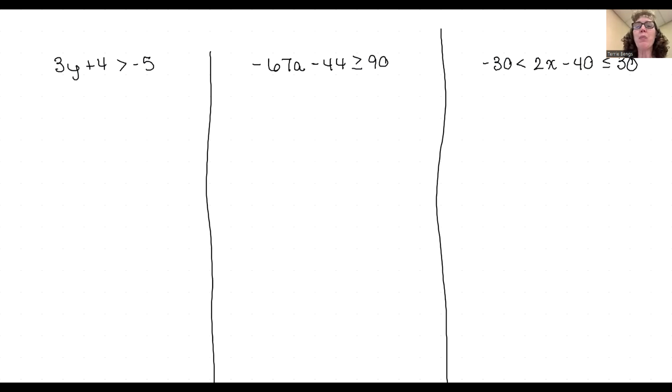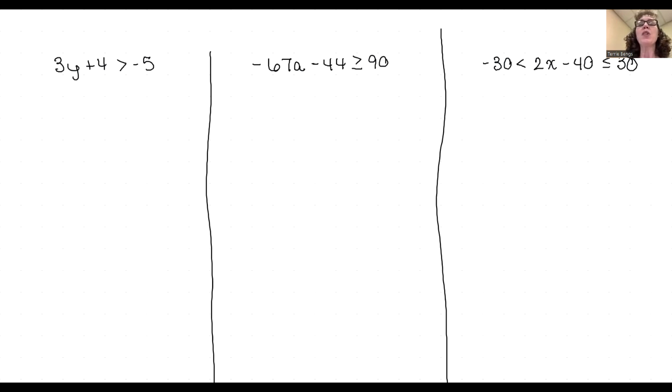I have three problems written on here, but we're going to start with the one on the left. We have 3y plus 4 is greater than negative 5. And all an inequality is just a greater than or less than sign. But when we start to work it, we're going to notice that they work a whole lot like a regular linear equation. So the goal here is we want y on the left side by itself and everything else on the right side of the inequality sign.